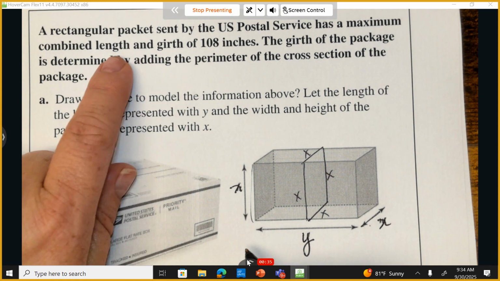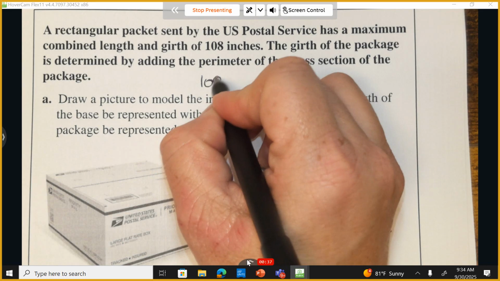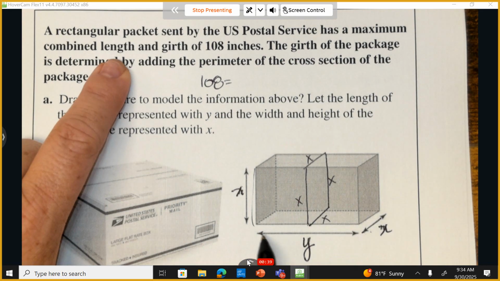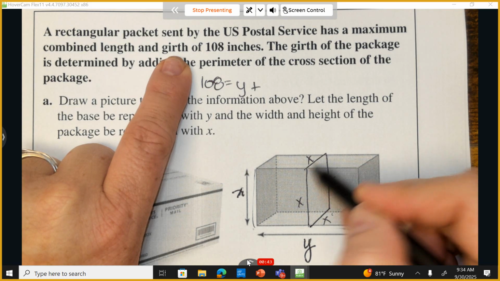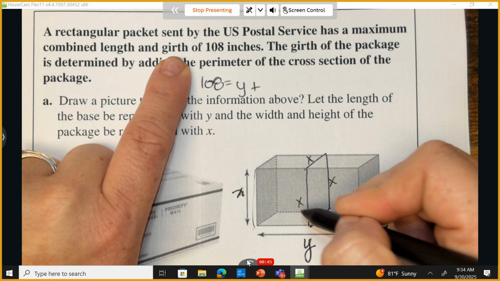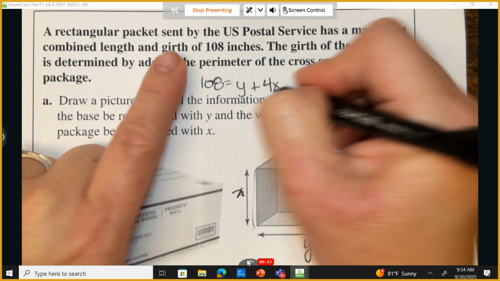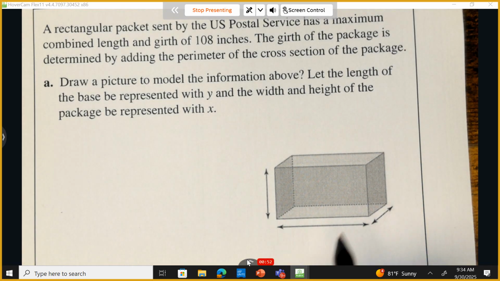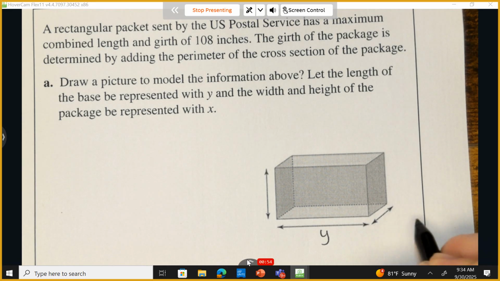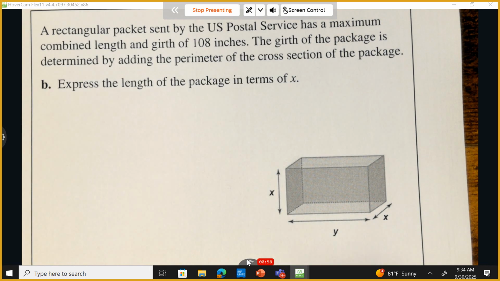So if I came up with the formula here, it says 108 equals the length, which is Y, plus the girth, which is all the way around the cross-section. That's X plus X plus X plus X. There's 4 X's. We're going to come back to that formula in a little bit. So I've drawn the picture. We know that this is a length of Y. Again, this is X. And now we're actually going to come up with that formula.